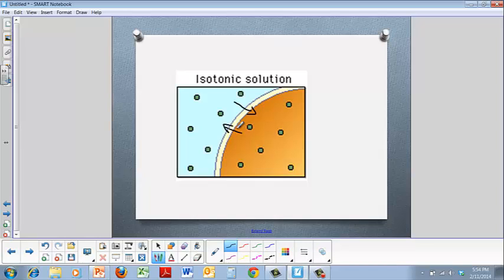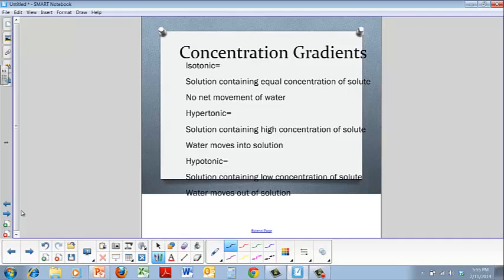Water can, for the most part, on most occasions, move freely across the plasma membrane, and that's what you see here. So water is going to be moving across at the same rate because we have an isotonic solution. The inside of our cell, which is here, is the same as the outside when we're talking about the concentration of our solutes. So we have these in green. Those are our solutes. And we have the same concentration on both inside and outside of the cell.